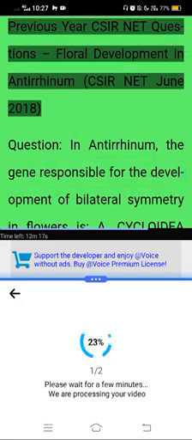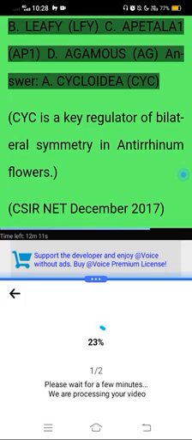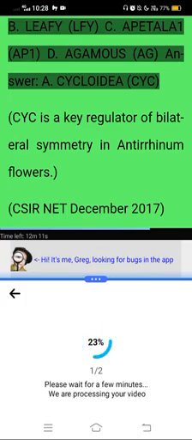Previous year CSIR NET questions. Floral development in Antirrhinum, CSIR NET June 2018. Question: In Antirrhinum, the gene responsible for the development of bilateral symmetry in flowers is: A. CYCLOIDEA, CYC; B. LEAFY, LFY; C. APETALA1, AP1; D. AGAMOUS, AG. Answer: A. CYCLOIDEA, CYC.